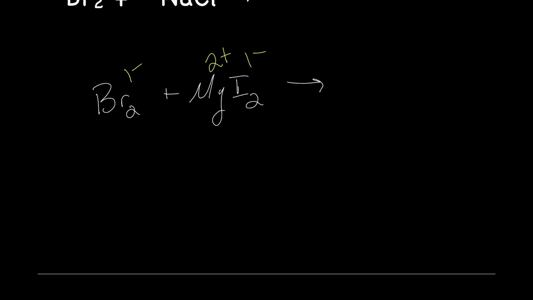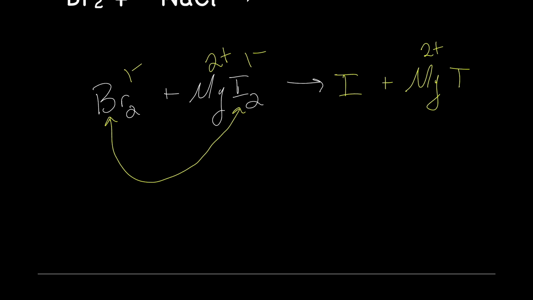All right, so who is going to swap places? The 2 negatives, right? So bromine is going to swap with iodine. And remember, we do not take the subscripts with us. So iodine is now going to be by himself, and magnesium 2+ is going to hook up with bromine 1-.